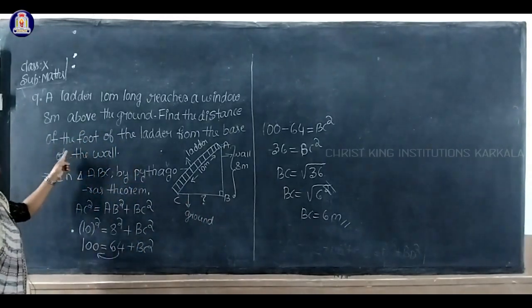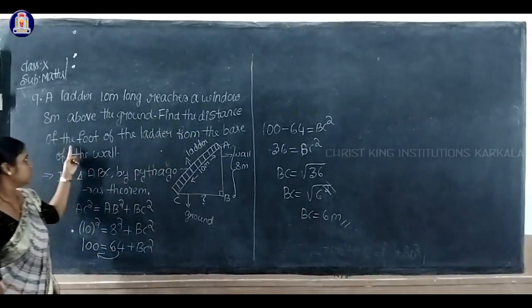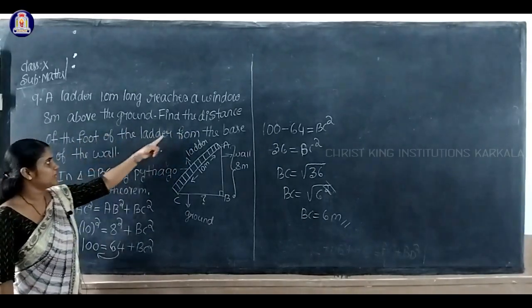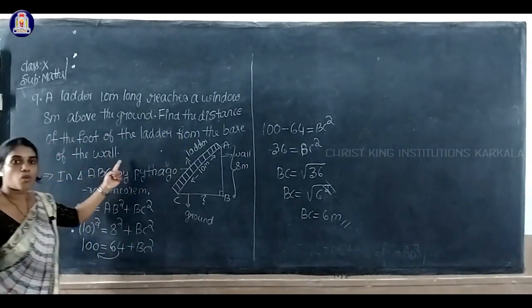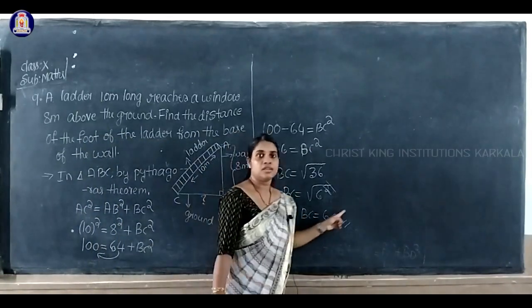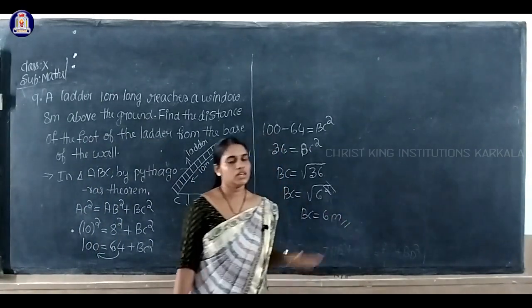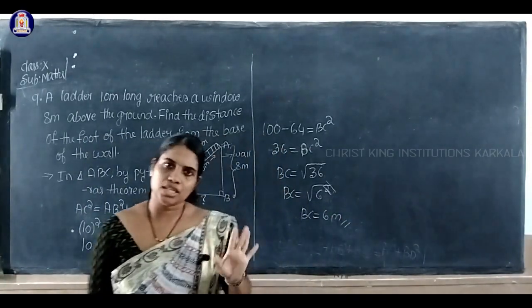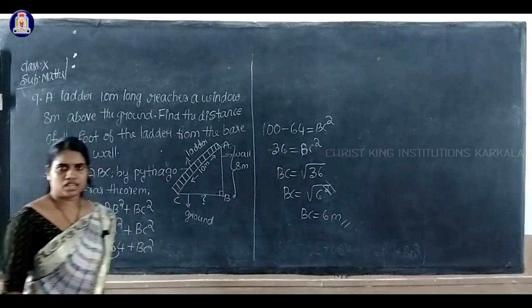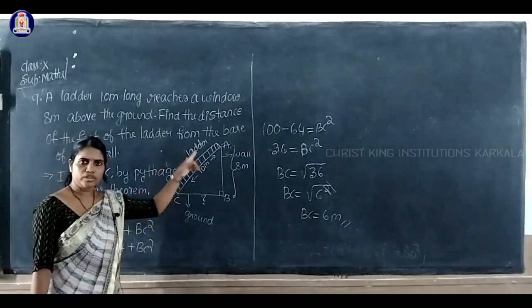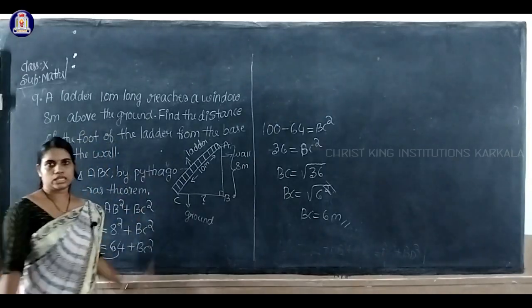What is the question? The required distance of the foot of the ladder from the base of the wall is how much? 6 meter. So this is your answer. Important question, easy question, just apply Pythagoras theorem. If you know how to draw the figure, then you can solve it easily.